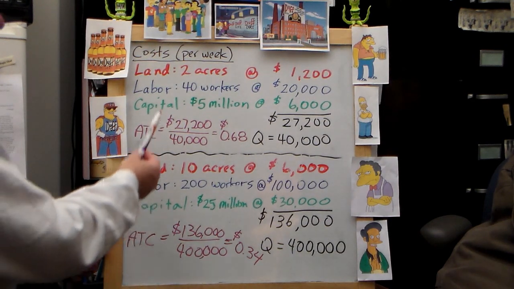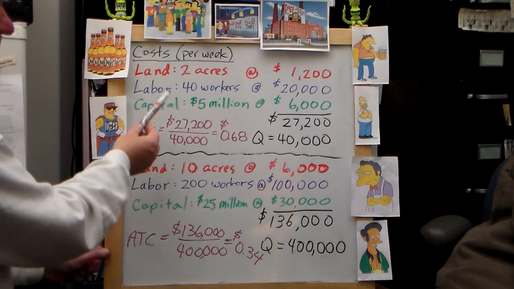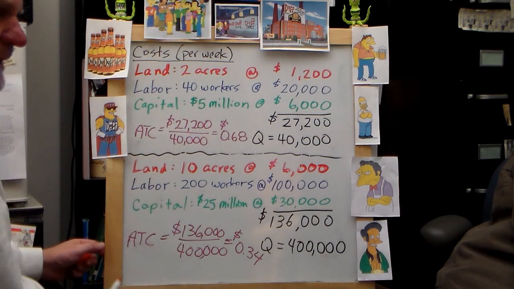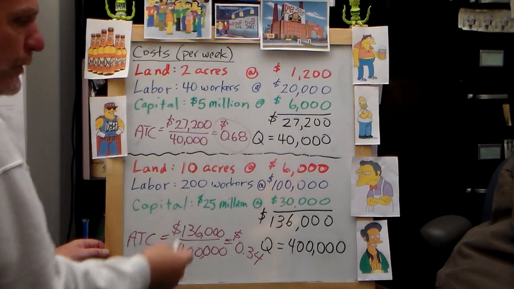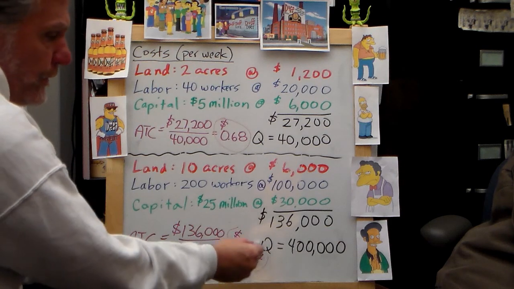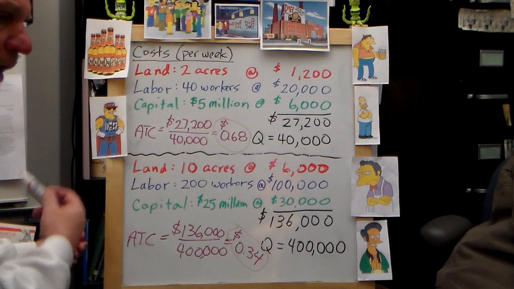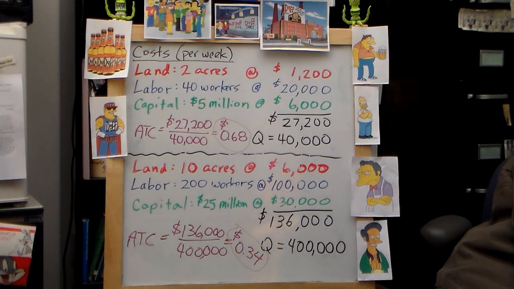And so, because of the economies of scale, where resources increase by a factor of 5 and output increases by a larger multiple, costs per bottle of beer, costs per unit get smaller, and that's the basic principle.